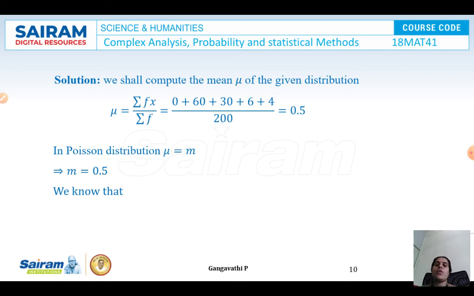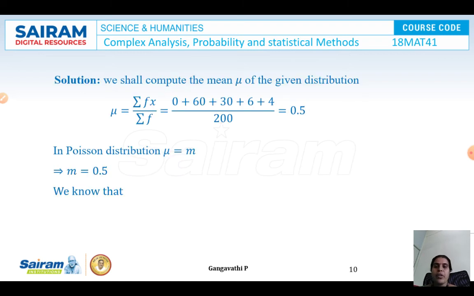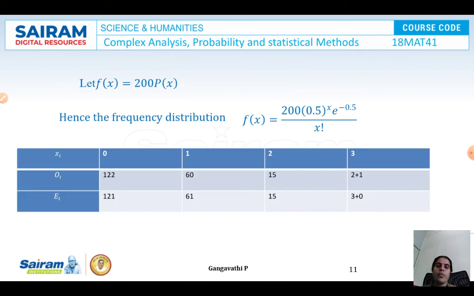And we know that the frequency distribution f of x is 200 into p of x, as 200 trials have been done. Here p of x for the Poisson distribution is mu to the power of x into e to the power of minus mu by x factorial. So substituting the value of mu, we get this function, and this is our f of x. For different values of x, we can substitute here, simplify, and tabulate it.